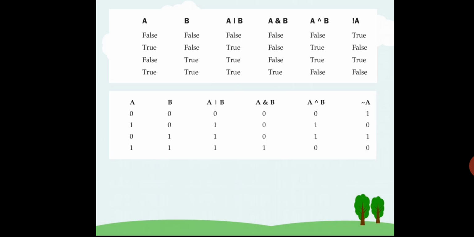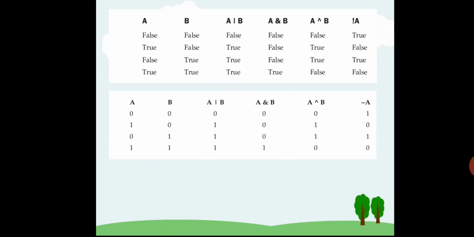If you are going for A and B, the answer will be false. A XOR, exclusive OR: if you are going for A XOR B, again false. But if you are going for the unary not operator, then false will be true. So you are not comparing two inputs, only A. They have gone for not of A. That means whatever the value present in A, you have to write the opposite of that.